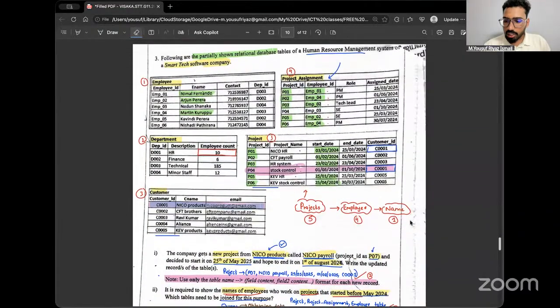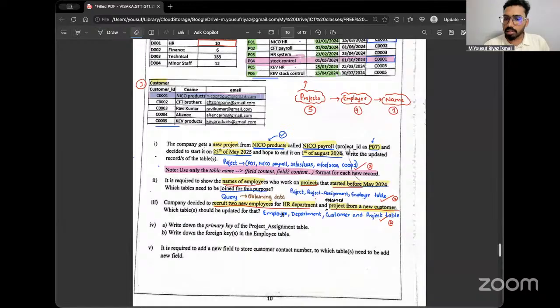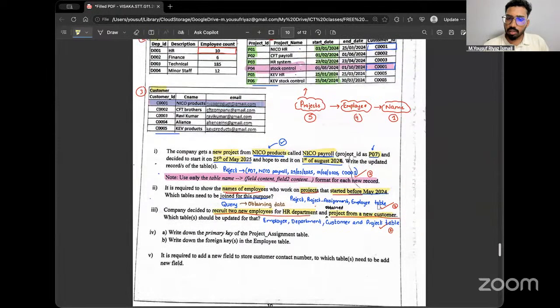Can't we use only the department and customer? Department and customer is only for the front part. Then how are you going to show that there's a new customer? The question mentions that there's a new customer and they've obtained a new project. So if you have got a project from a new customer, how are you going to update that? The answers are directly given in the question in some. Exactly. If you read the question, you can easily map it.